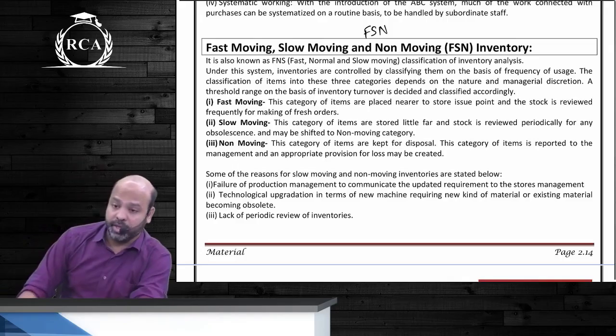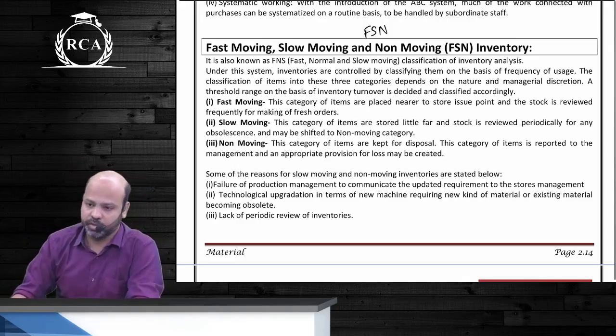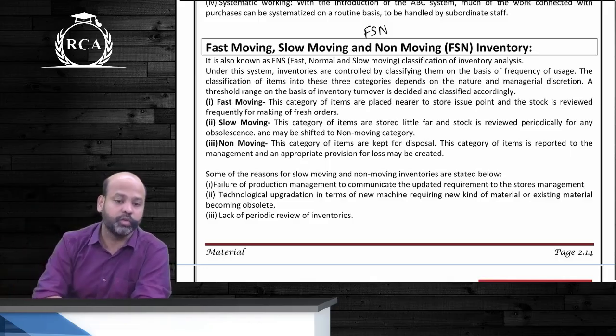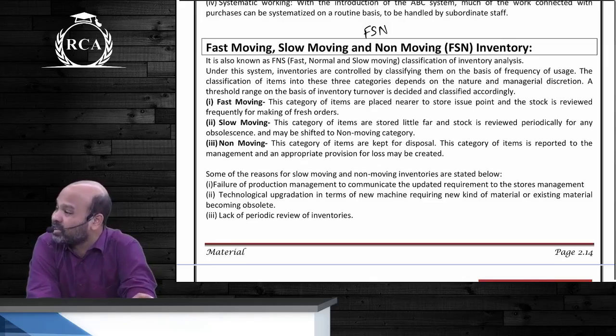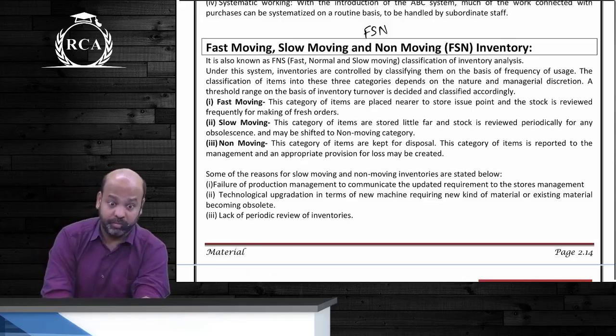How to classify inventories into FSN, beta, is using something called as inventory turnover ratio. ये मैं ratio analysis में पढ़ाऊंगा अभी. There's a third one, inventory control using ratio analysis. Inventory turnover ratio, beta, is basically how quickly is the raw material being consumed, or on an average for how many days are you holding the inventory before it is being consumed.